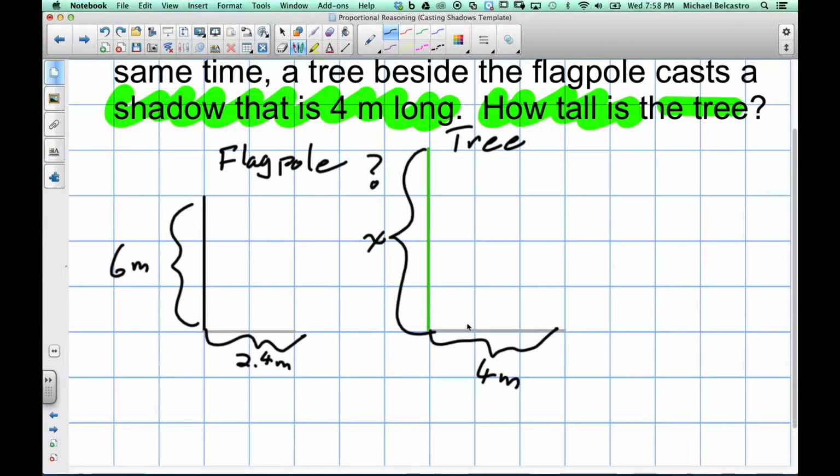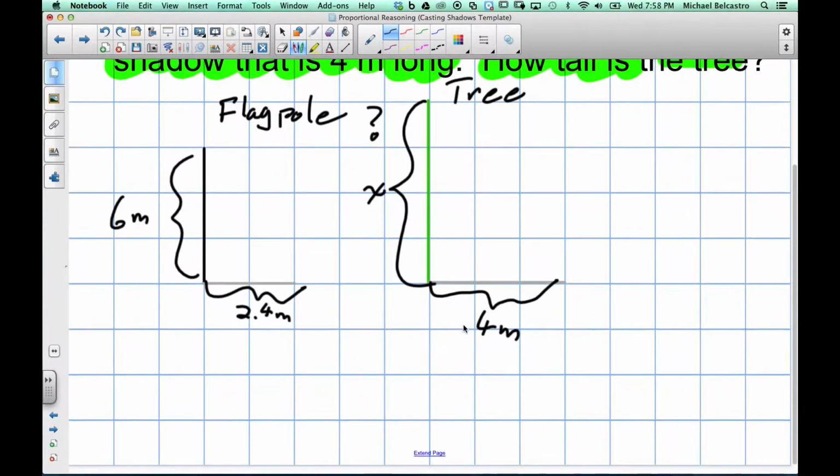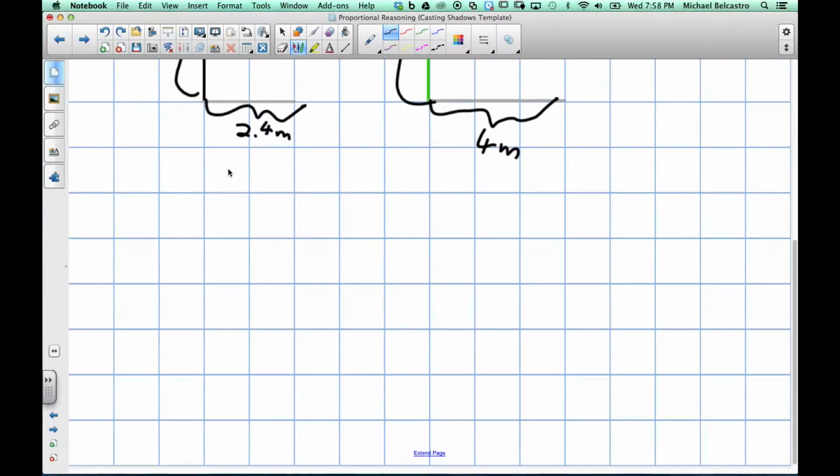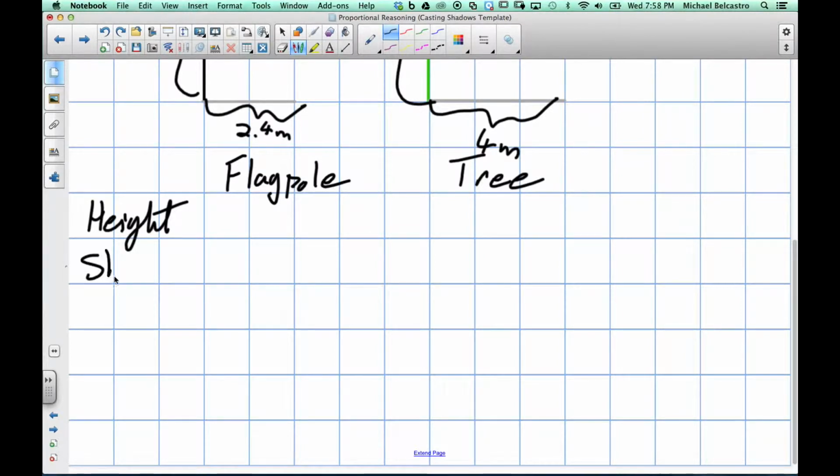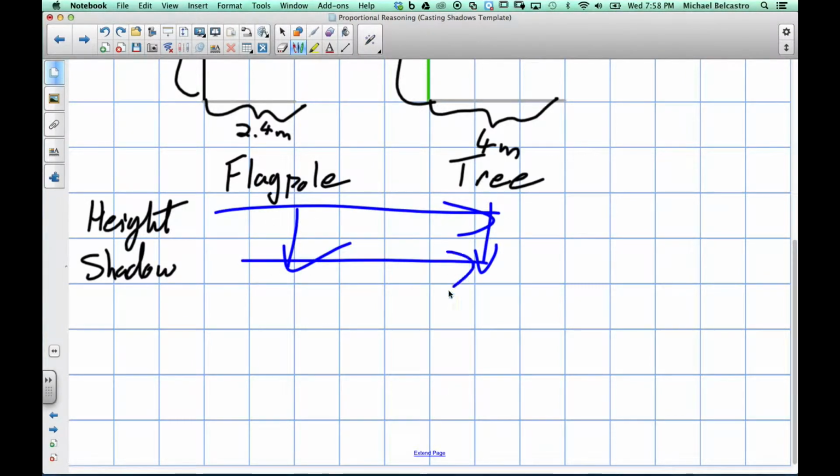Okay. And we said we're going to use equivalent ratios to set this up. So our equivalent ratios: we have our flagpole category and our tree category. Works out great. Though we can't see it there, I'll write it again. This is our flagpole section and our tree section. And we have height, and we have shadow. If you notice, I've set up 2 columns and 2 rows to help me organize everything here.